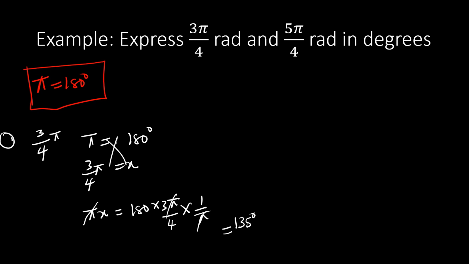So I want you to try out the second one, which is 5 pi over 4. Try this out and check if your answer equals 225 degrees. If your answer is right, just put it in the comment section below that you got it right. And that is it for this tutorial. See you in the next tutorial.